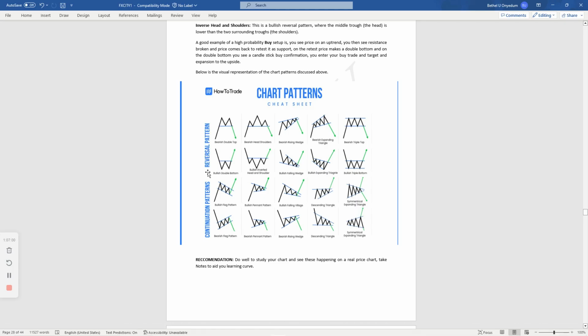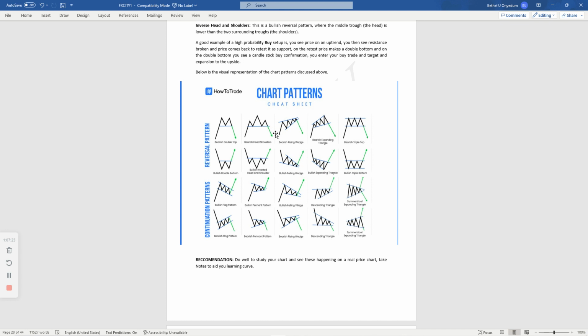If you go back to chart patterns, this is a reversal pattern. This means if price is trending to the upside and you see any of these patterns at a good level, not anywhere, because price can just be trending and you see this chart pattern, you can see it going down and you see a reversal, but then it still keeps going up. You have to see it at a good level that has other confluences.